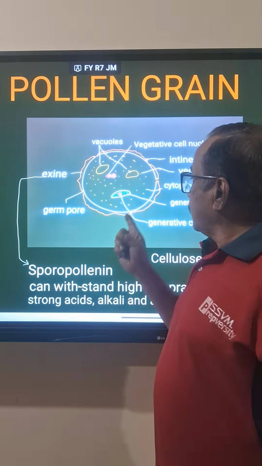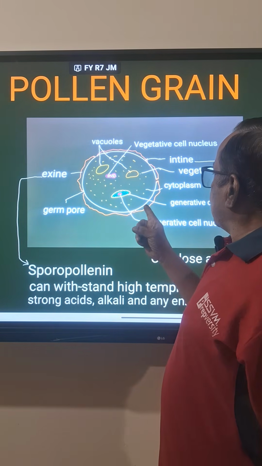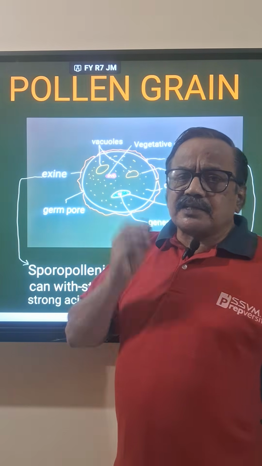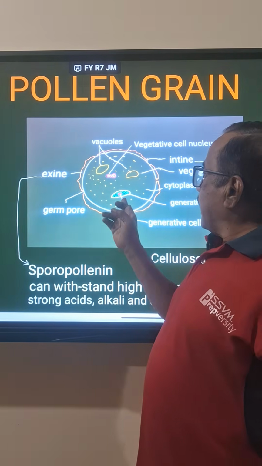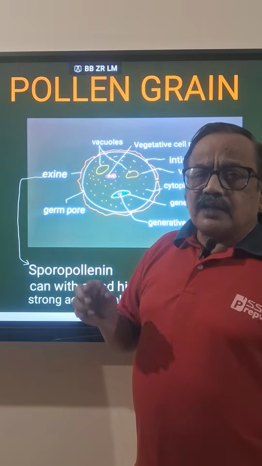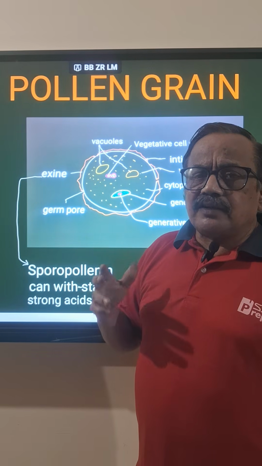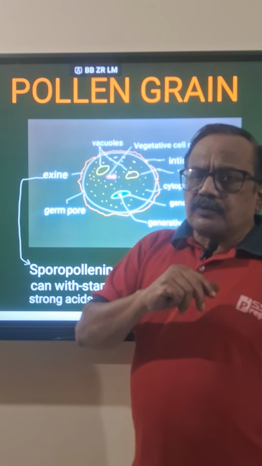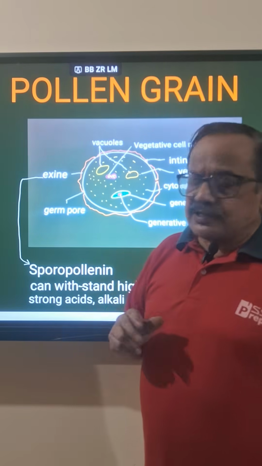This is also important. The vegetative cell contains dense cytoplasm and has one nucleus. The generative cell undergoes one mitotic division, and later it forms the two male gametes.